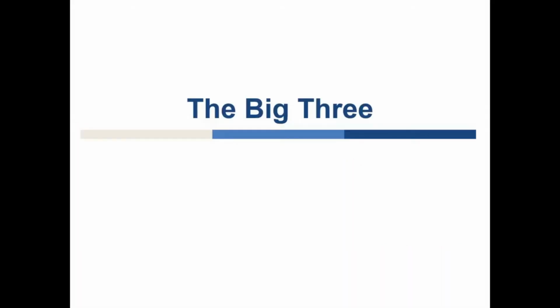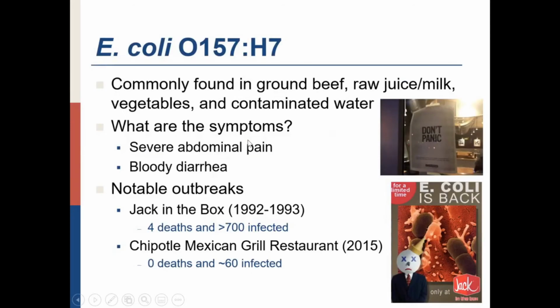Let's take a look at this. So the big 3, what could I talk about? These are the big 3 pathogenic microorganisms that are going to be causing food-related problems. The first one is E. coli O157:H7, which is going to be commonly found in ground beef, raw milk, juice, vegetables, and water that's been contaminated by, well, fecal matter.